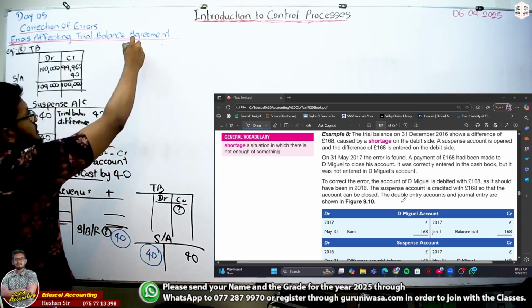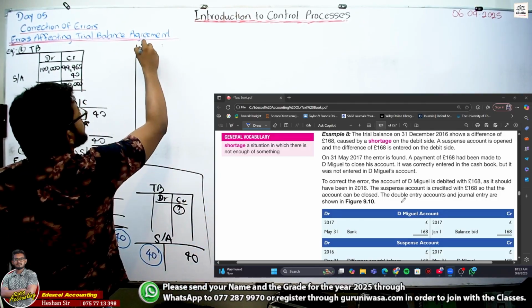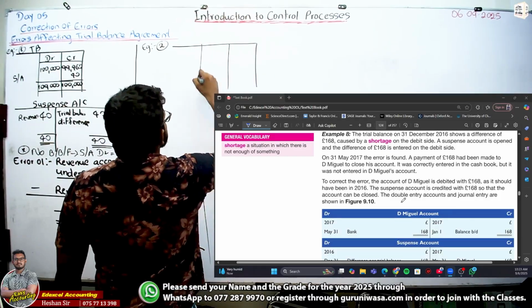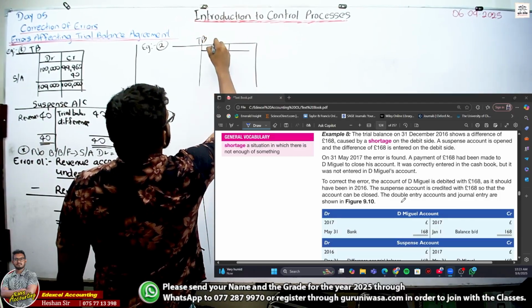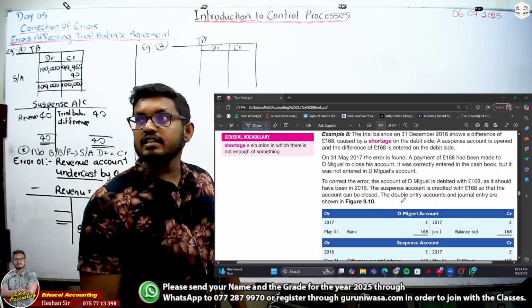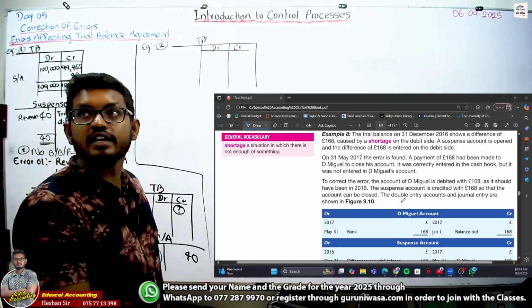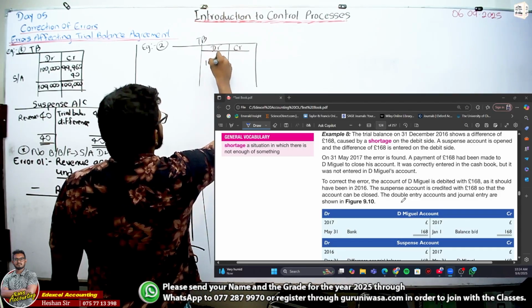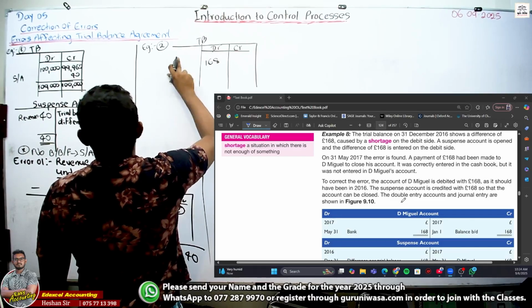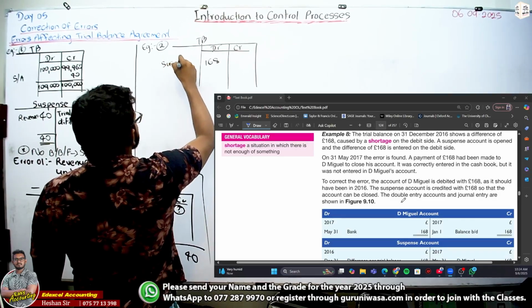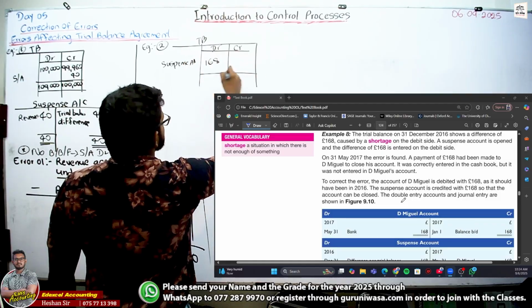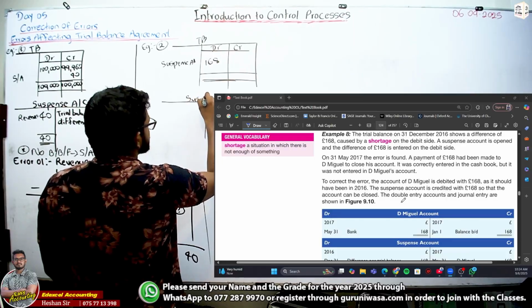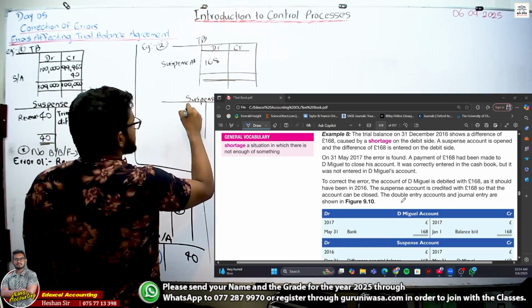I'll take another example. Example number 2. When we prepare the trial balance, there was a 168 shortage on the debit side. Shortage means a situation in which there is not enough of something. So 168 we write as suspense account. SA means suspense account, right? So when we open a suspense account, it is on the debit side, 168.